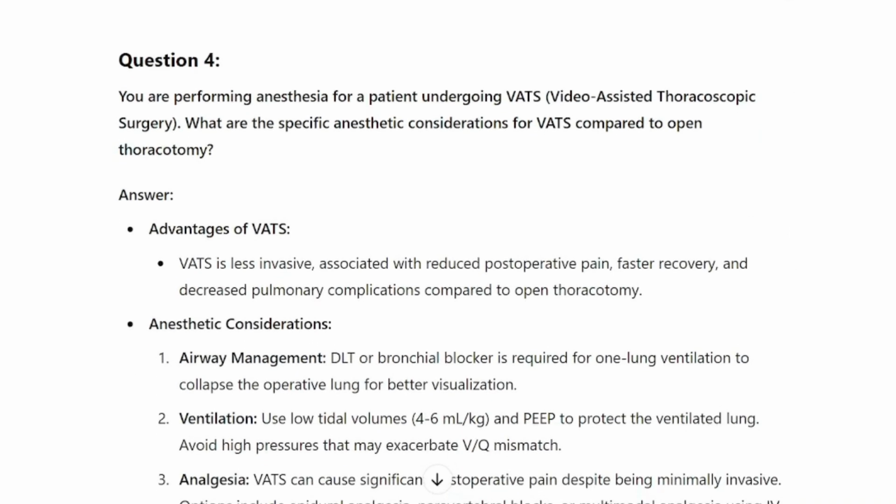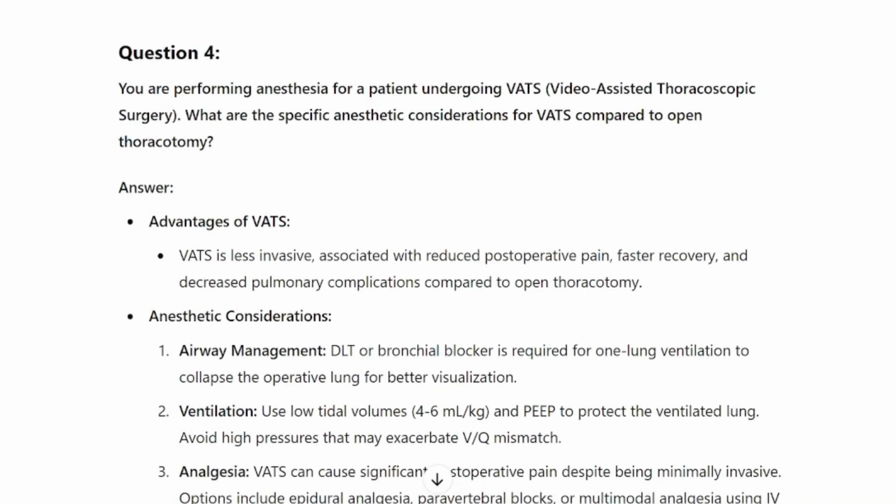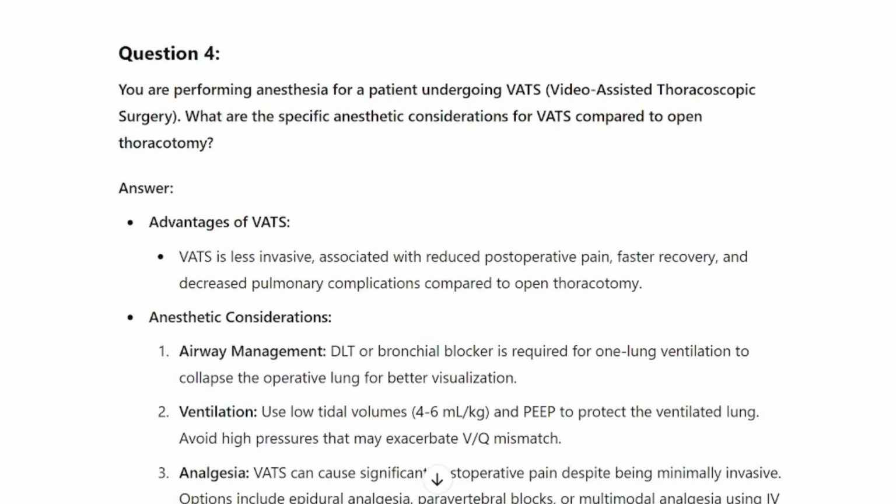You are performing anesthesia for a patient undergoing VATS, video-assisted thoracoscopic surgery. What are the specific anesthetic considerations for VATS compared to open thoracotomy? Answer. Advantages of VATS. VATS is less invasive, associated with reduced postoperative pain, faster recovery, and decreased pulmonary complications compared to open thoracotomy. Anesthetic considerations.